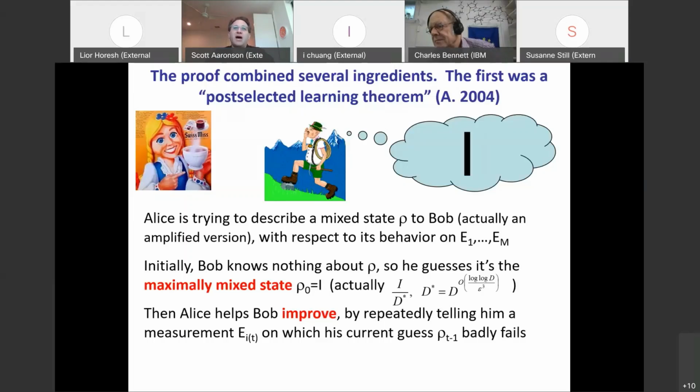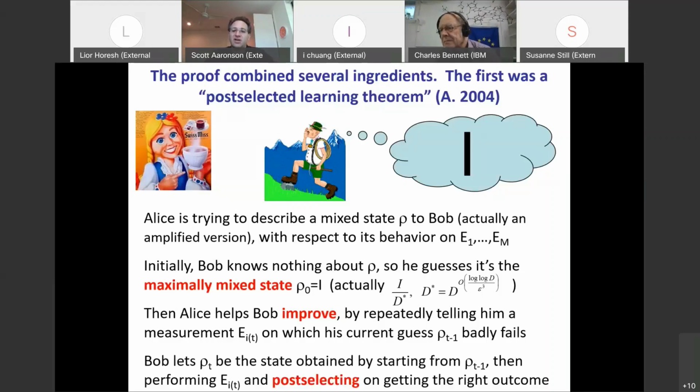Okay, then Bob, after getting that information, can improve his guess by letting his state be whatever state you would get by starting from his previous hypothesis and then post-selecting on getting the answer that Alice just told him that he would get on EI. Okay, he can do this at least as a mental experiment, right? He can say, what would happen if I conditioned on getting the right answer? And does this again and again.